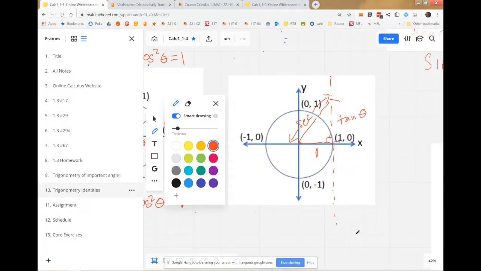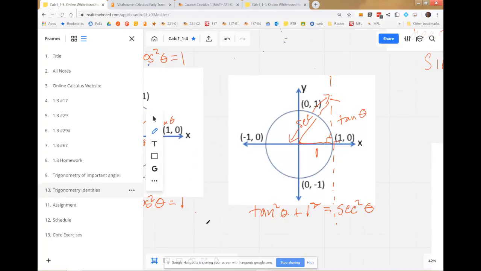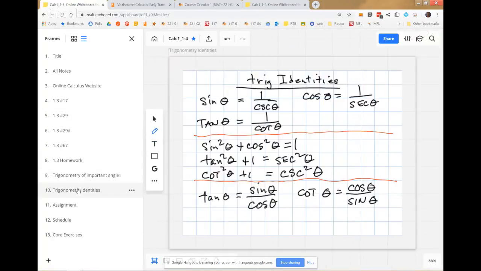And again, if you use the Pythagorean theorem, one leg squared plus the leg on the bottom squared, which is 1 squared, equals the hypotenuse squared, and that's the second. I won't show you the third, but basically all of those come from a right triangle, and because it's a right triangle, the Pythagorean theorem can be applied, and hence those three in the middle are called Pythagorean identities.